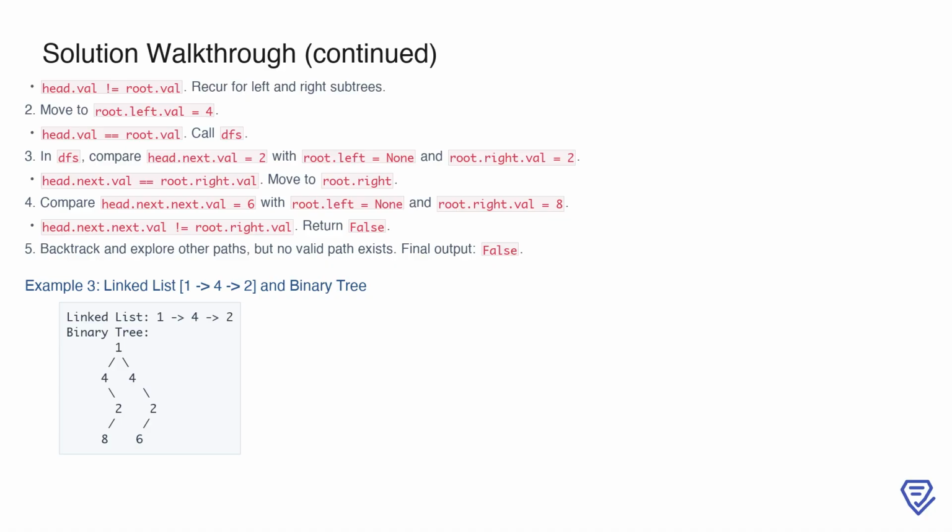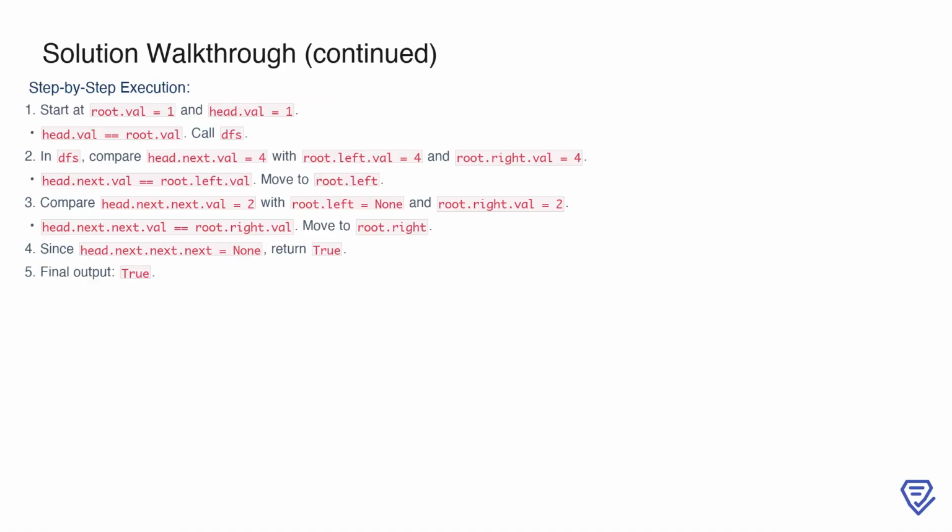After backtracking and exploring other potential paths in the tree, we find that no valid path matches the linked list, 4-2-6. The final output for this example is false. In the final example, we are given the linked list, 1-4-2, and the same binary tree.